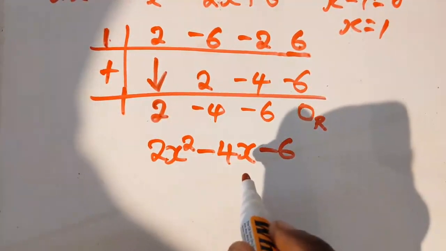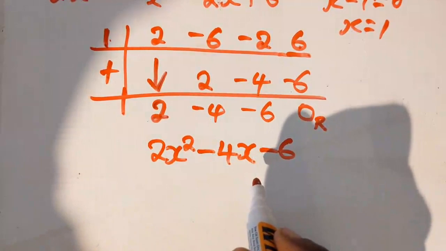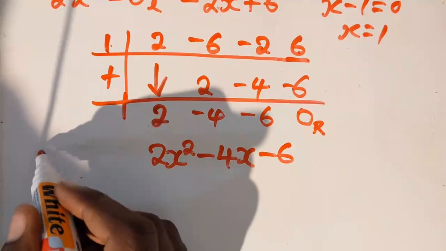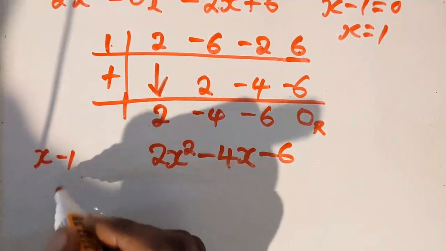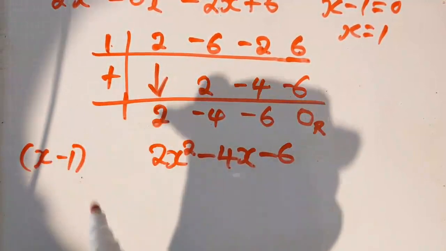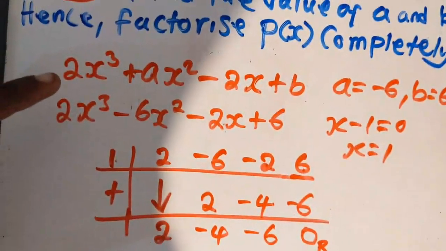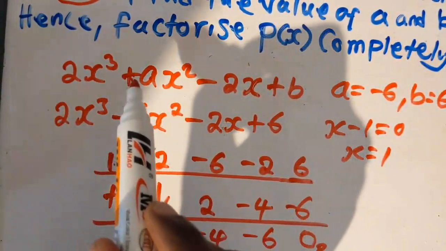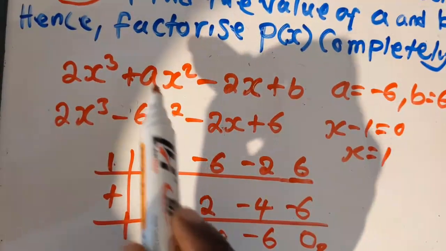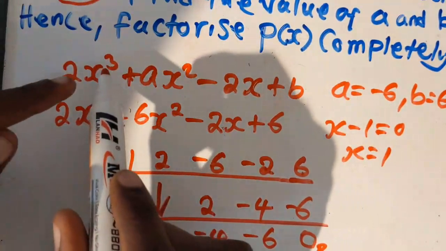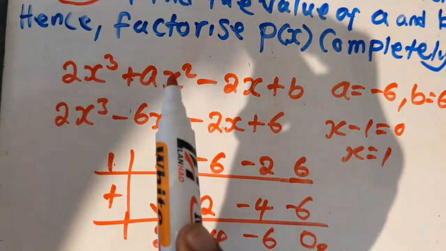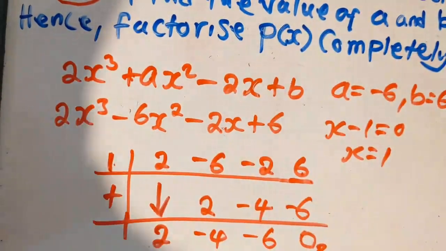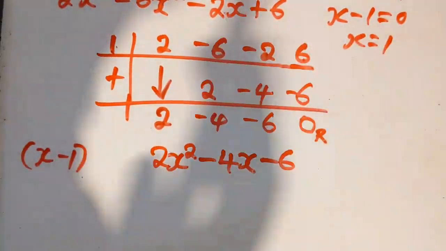Now we are supposed to factorize this completely. So far we just have one factor, x minus 1. This polynomial is to the power 3, meaning that there are 2 more factors that we need to find. When you see it's power 3, it has 3 factors. When it is power 2, it has 2 factors. You understand what I'm talking about. Let's go on and solve.